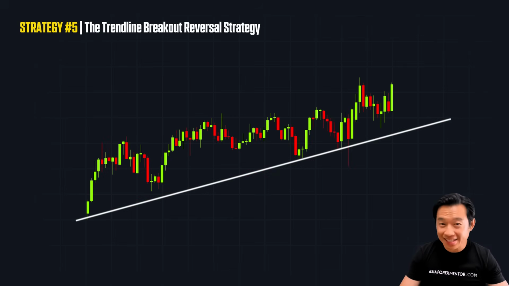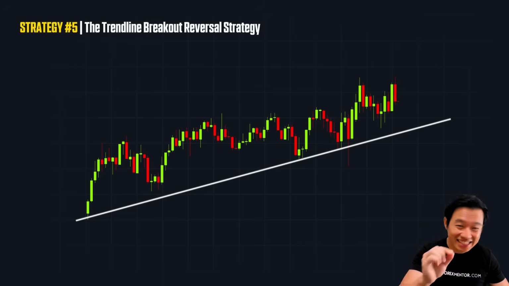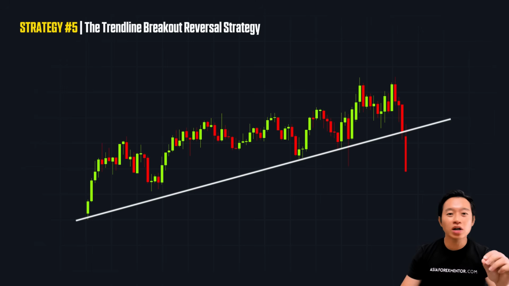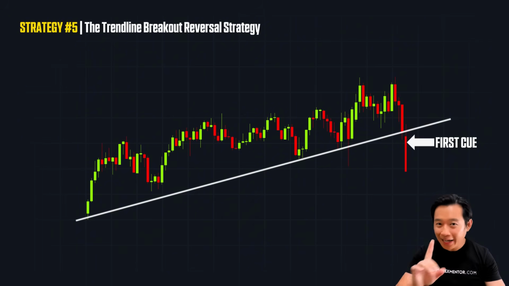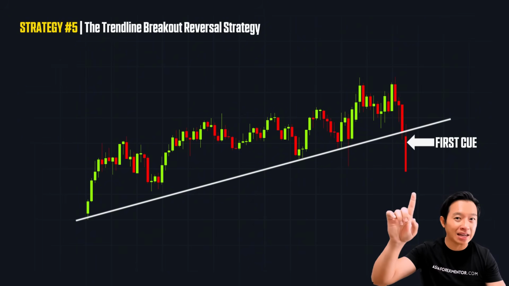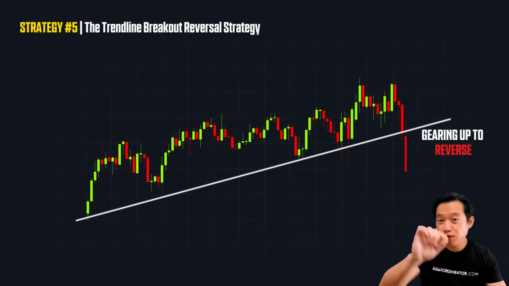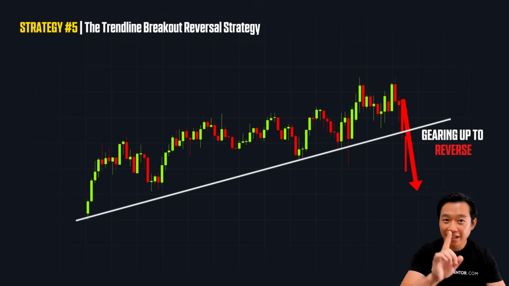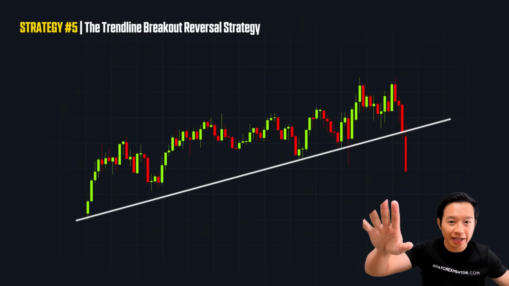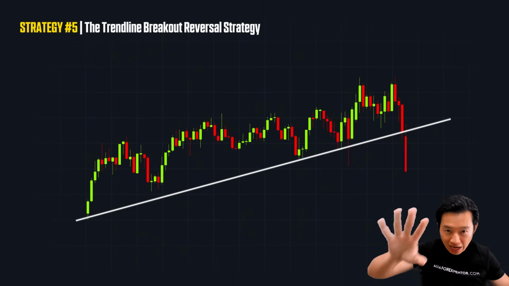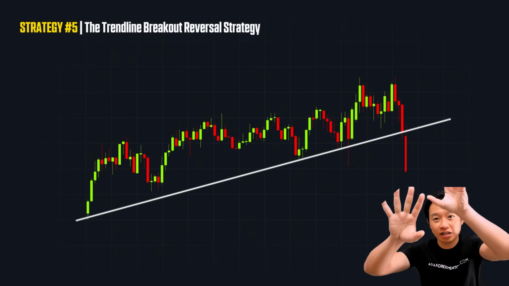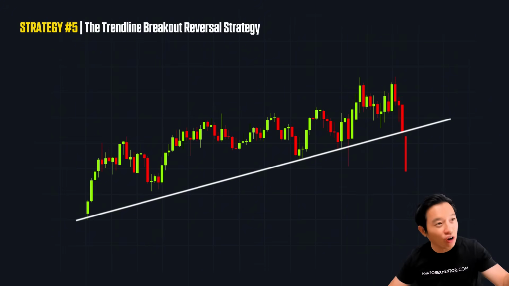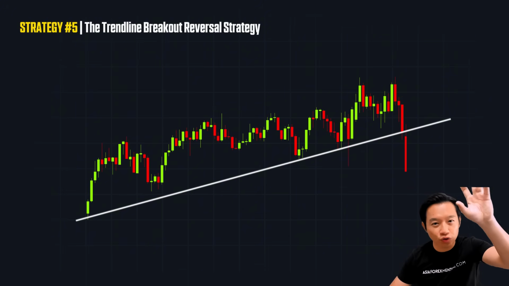Then price breaks the trend line decisively. That is our first cue. So the market is no longer pulling back anymore. It is gearing up for a reversal. This moment is not just a break of the line. It is the collapse of the old trend to start the new trend. The engine of that move is now out of fuel.